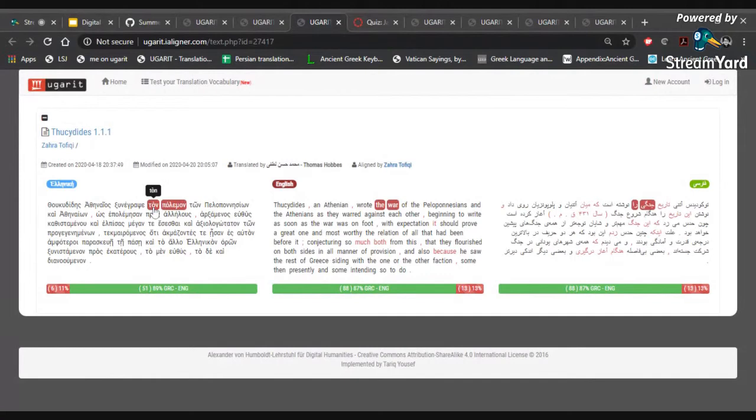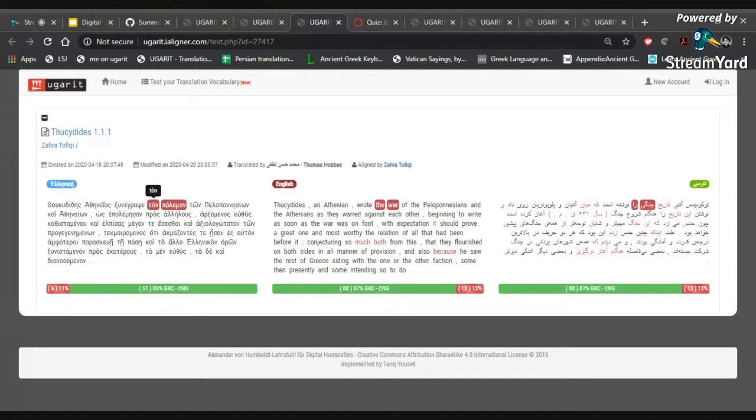And same here. So in a way, it's not possible. Either the article needs to be left out or needs to be aligned with Polemon. So although it actually doesn't have an equivalent in Persian.